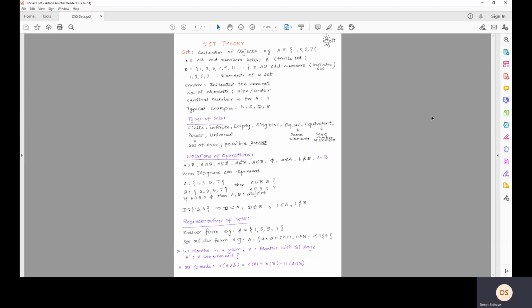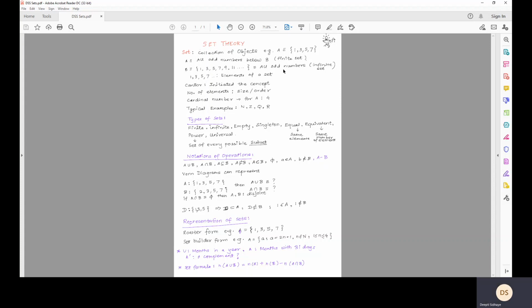Extending this example further, let us define set B, which is the set of all odd numbers. So it will have an infinite number of elements. Now, the number of elements is basically the size or order of the set. So in a finite set, it can also be denoted as the cardinal number. So here, the cardinal number of A is 4.